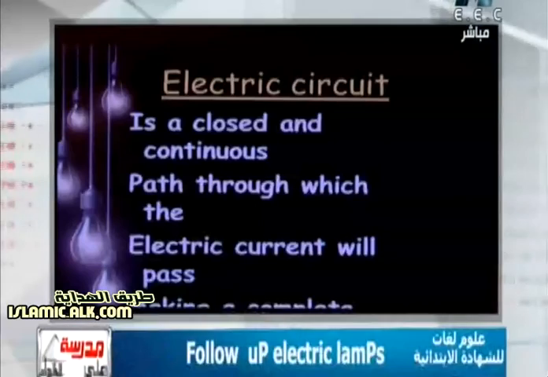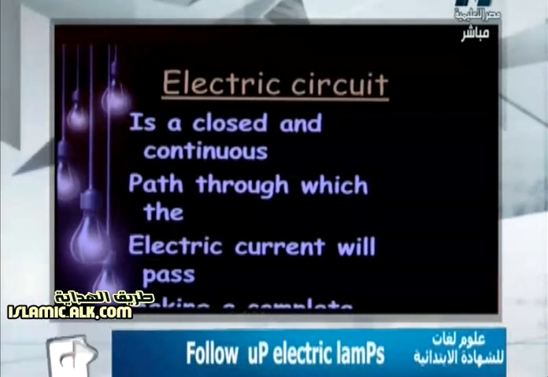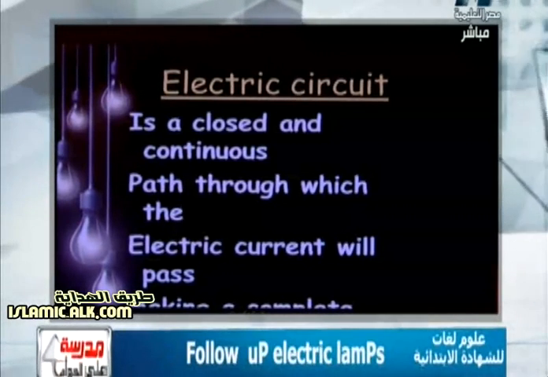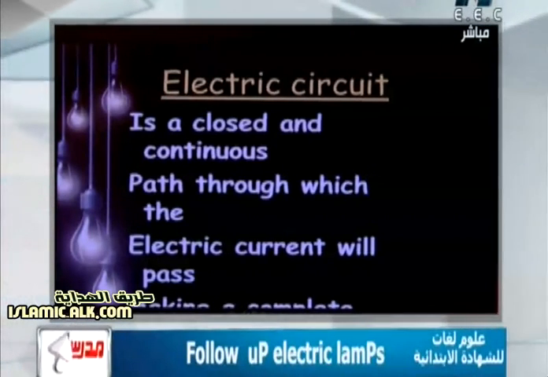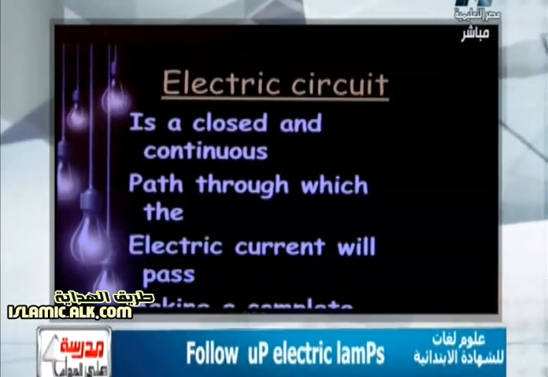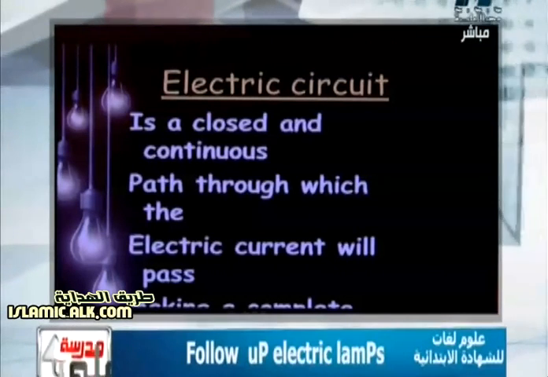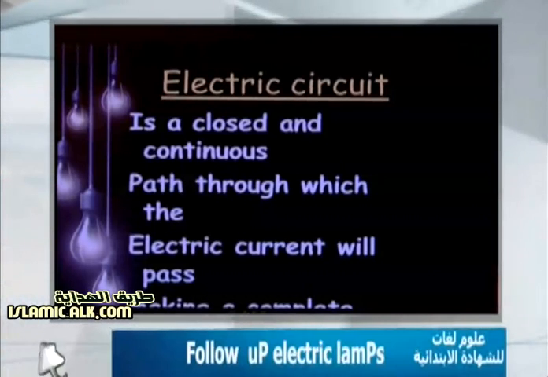So now we want to make a definition for the electric circuit. What's meant by the electric circuit? So I can say that it's a closed and continuous path through which the electric current will pass, making a complete cycle. Again, electric circuit, it's a closed and continuous path through which the electric current will pass. Okay, it's a very important definition for the electric circuit.